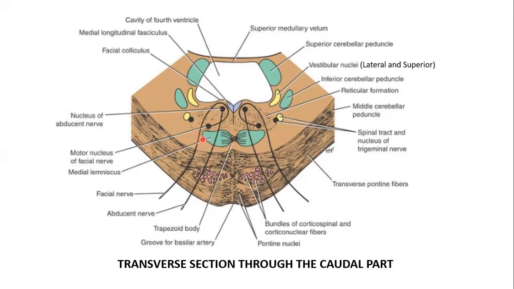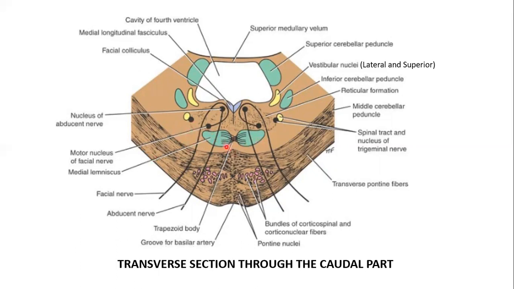There are basically four lemnisci, derived from a mnemonic: my tongue speaks louder. My is the medial lemniscus, tongue is the trigeminal lemniscus, speaks is the spinal lemniscus, and louder is the lateral lemniscus. So this is the medial lemniscus shown over here.